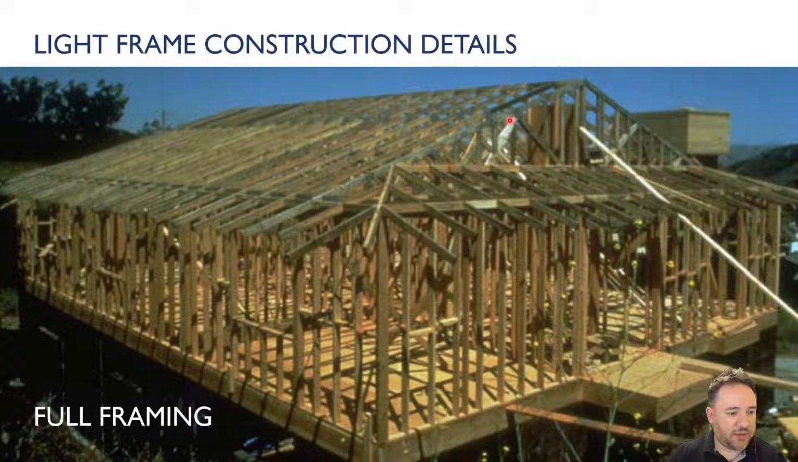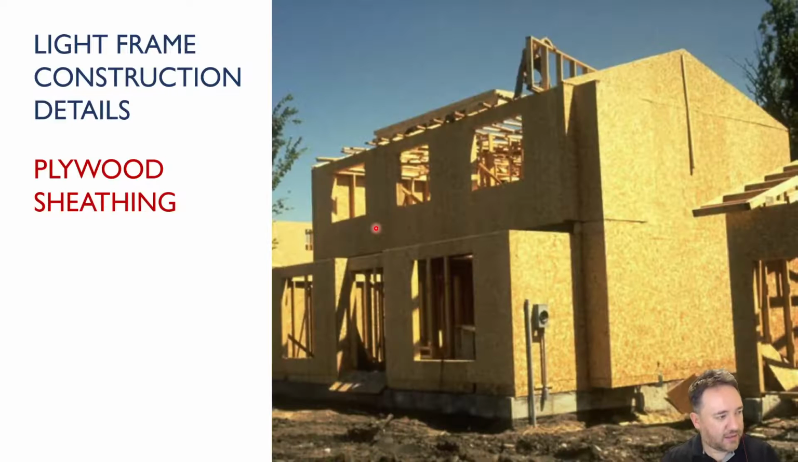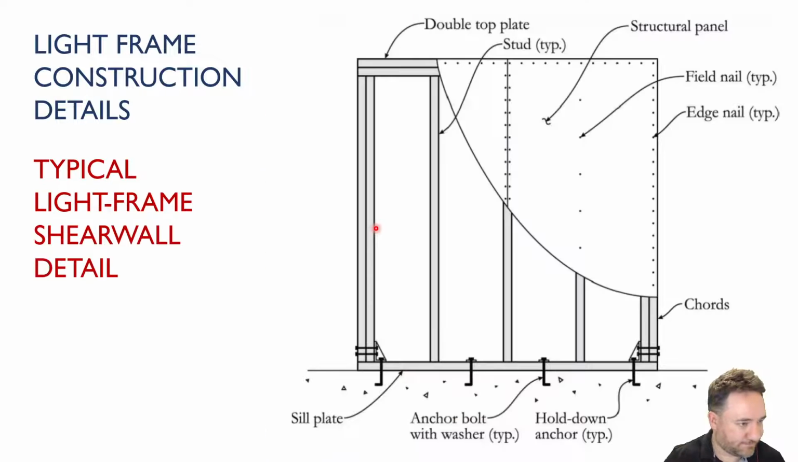Here's what the full framing for a house like that looks like. This is quite a large structure, but it's just everything opened up. You can see the windows. Over the windows, you need lintels where you just turn the member sideways. Over the doors, you need lintels, etc., etc., etc. And this is a close-up of what the plywood sheathing looks like, but we already kind of saw that before.